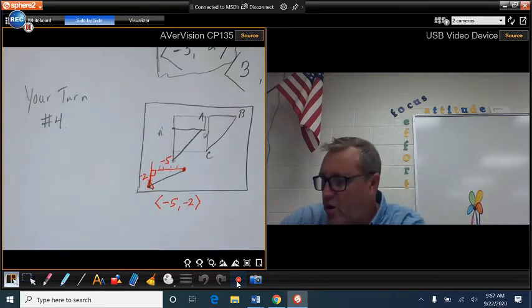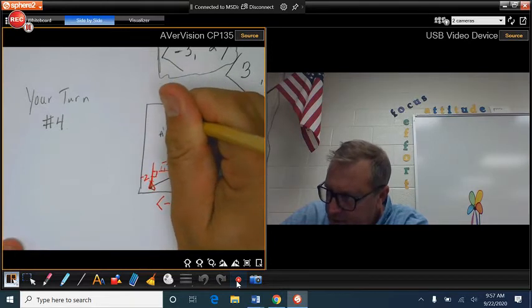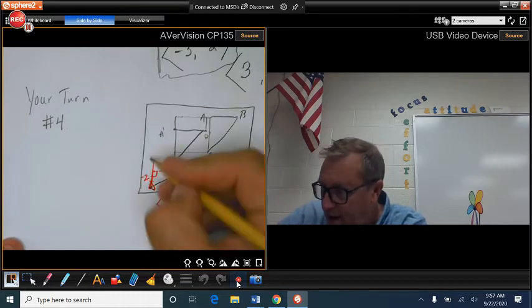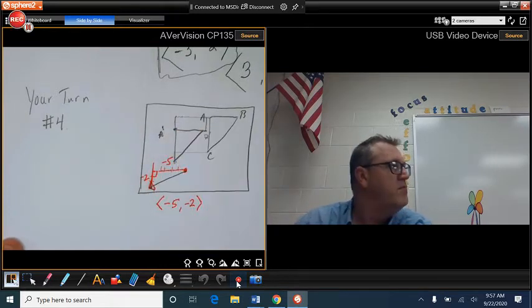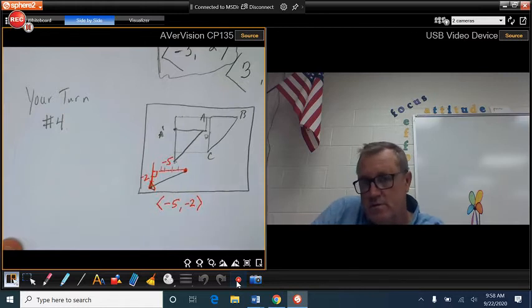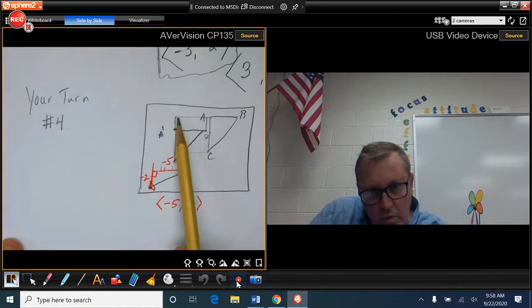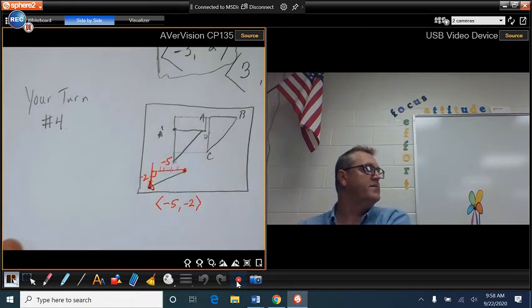So you're just counting over from each point. 1, 2, 3, 4, 5, and then 1, 2. That's all you're doing. And then you're plotting that point. That would be A prime. Okay? So you don't have to do ordered pairs or anything like that. You just move it over 5 and then down 2. Does that make sense? Laney, does that make sense?